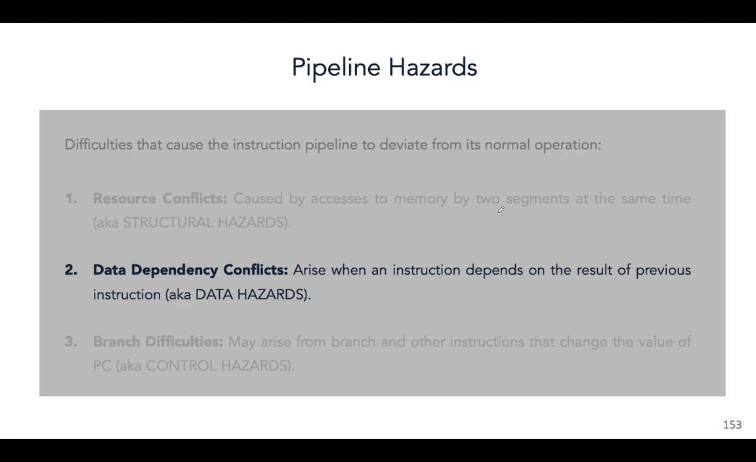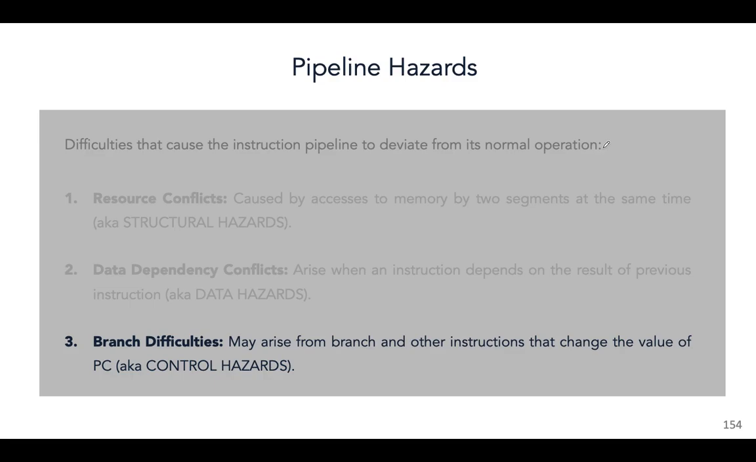Then there are data dependency conflicts. These arise when an instruction depends on the result of previous instructions. Now, as you know, instructions use the results of previous instructions, and then results of their operations are used by further instructions. There's a chain of sequence involved, and when a specific instruction cannot execute because it has not received suitable input from the results of the previous instruction, data dependency conflicts occur. They're also known as data hazards.